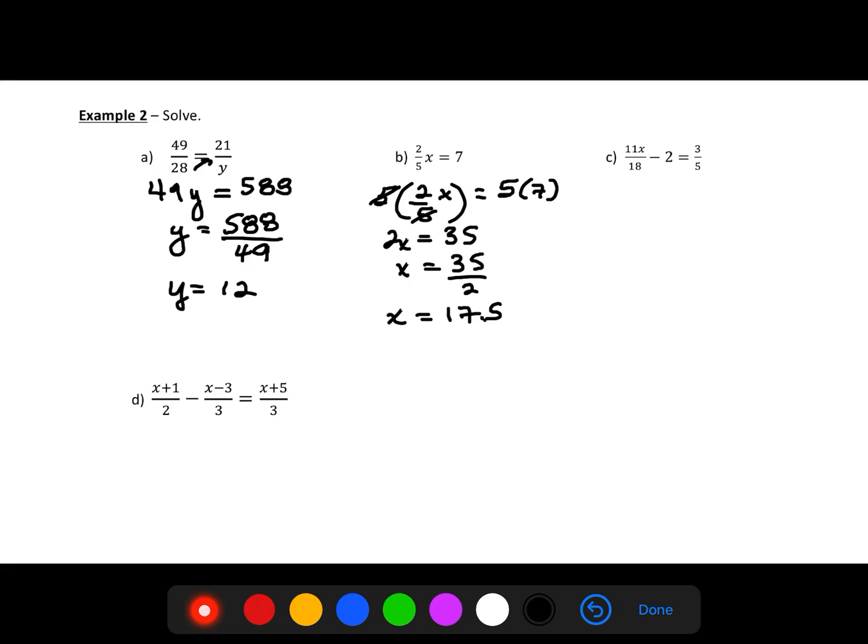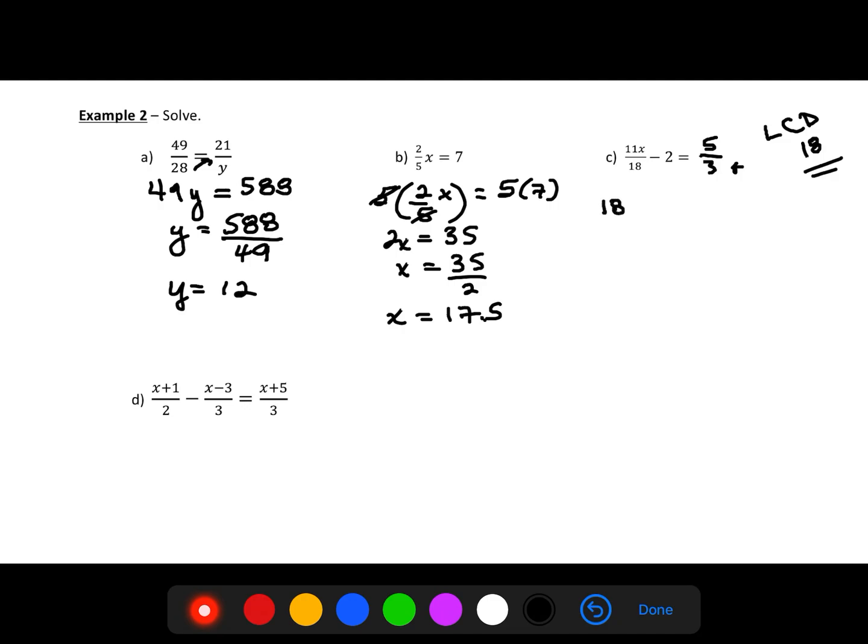Part C. Again, we still want to clear our fraction, but we need to multiply by the common denominator. And sorry, this worksheet should be, we're going to change that to 5 over 3. Now, in order to clear fractions, we need a common denominator. So in order to clear all the fractions, we want to multiply by a number that will cancel all of our denominators. So lowest common denominator here, if we were going to change 3, we could change it to 18.